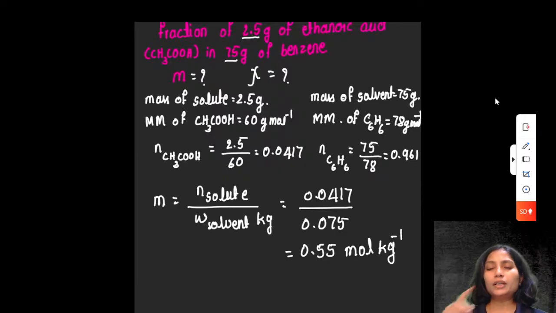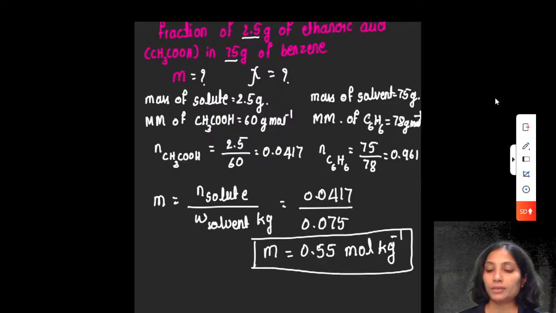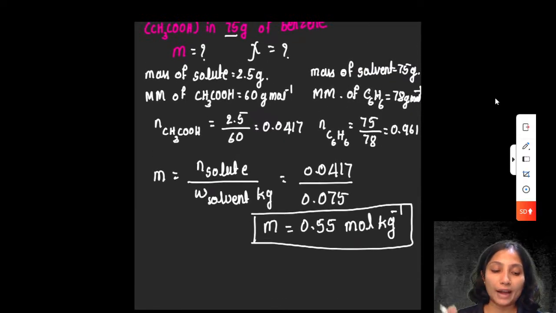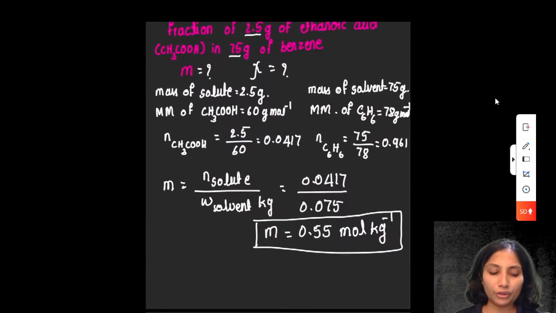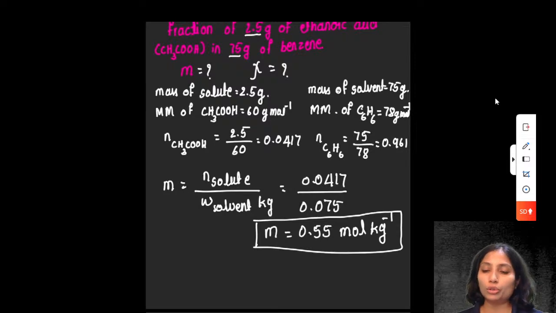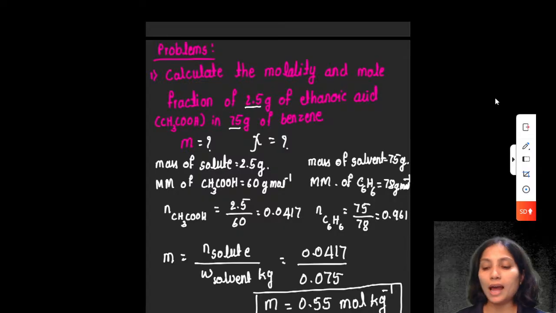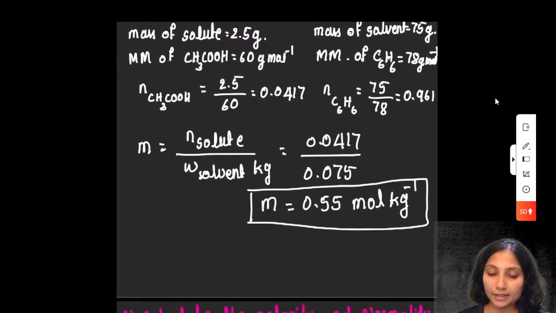Instead of mole per kg, you can write small letter m. So this is nothing but molality. And next we have to calculate mole fraction. Mole fraction of solutes should be calculated, or we can calculate the mole fraction of both also. In the question, mole fraction of ethanoic acid is given. So if we calculate mole fraction of ethanoic acid, that's enough here.